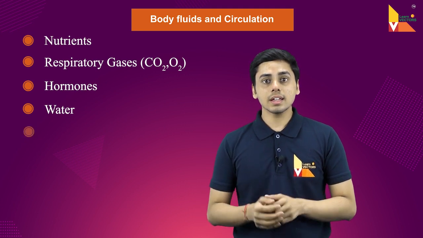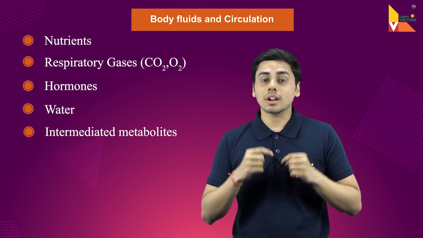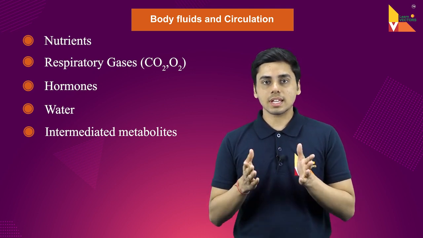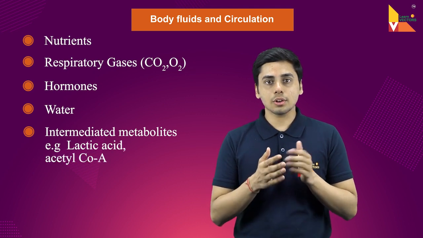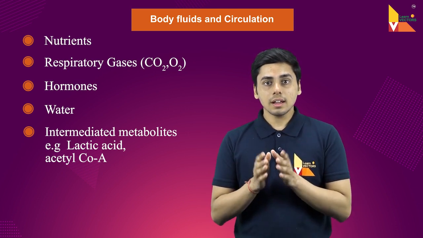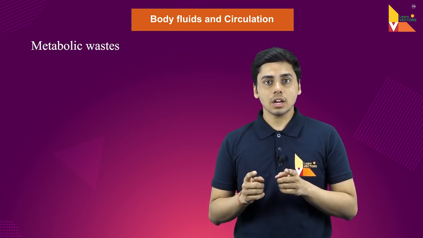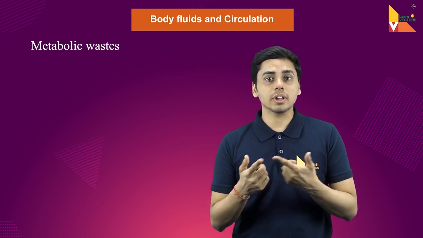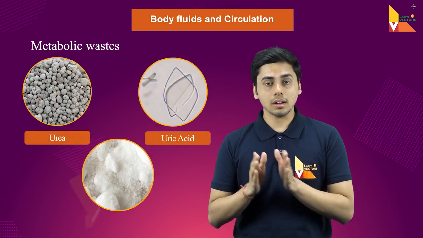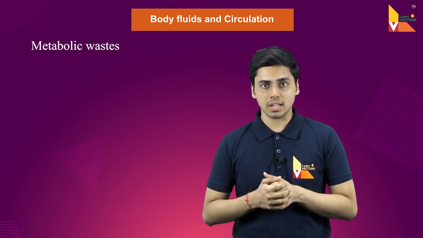The fifth thing is intermediate metabolites. There are many intermediate metabolites which are synthesized during various reactions that take place in our body. For example, lactic acid or acetyl-CoA. So these are some of the intermediate metabolites. And the last thing is the blood carries metabolic wastes which are produced by the cells during their process of respiration. And these metabolic wastes are urea, uric acid and ammonia. So all in all, we can say that blood has some serious roles to play inside our body.